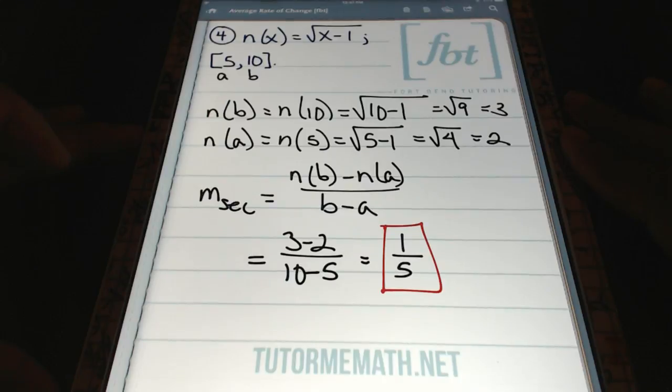So there you have it, guys. We have problem number 4 in the house. And that is done for finding the average rate of change. And we are moving on.